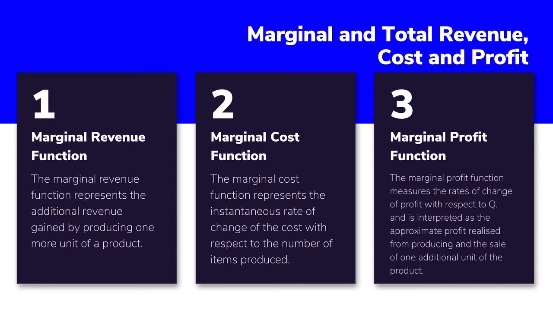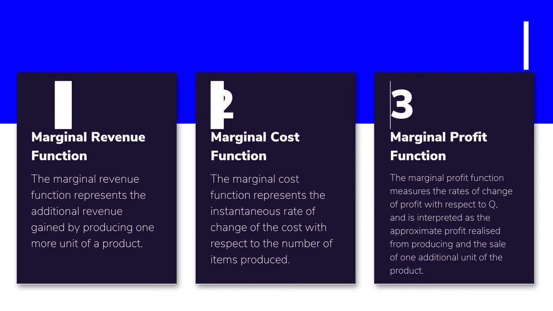The marginal cost function represents the instantaneous rate of change of the cost with respect to the number of items produced, while the marginal profit function measures the rate of change of profit with respect to Q and is interpreted as the approximate profit realized from producing and selling one additional unit of the product.